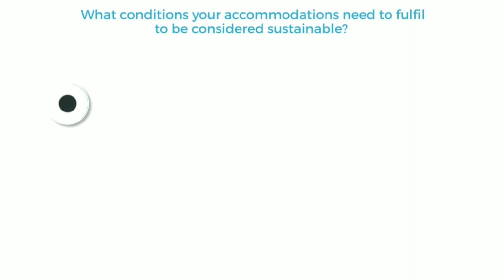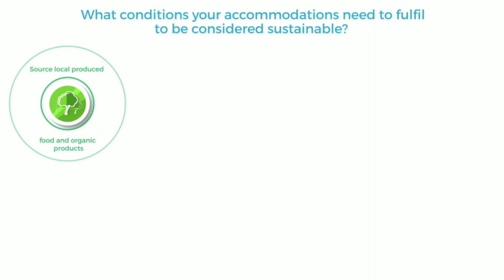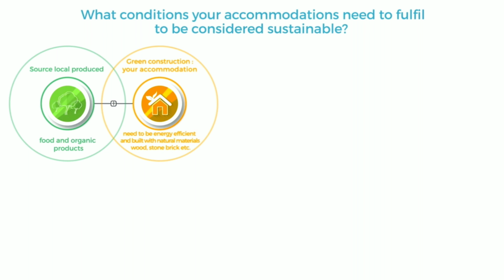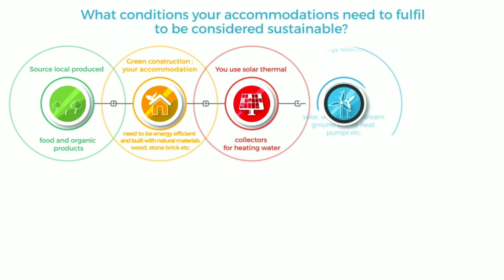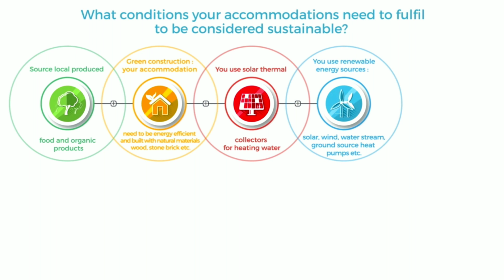What conditions do your accommodations need to fulfill to be considered sustainable? Source locally produced food and organic products. Green construction: your accommodation needs to be energy efficient and built with natural materials, wood, stone, brick, etc. You use solar thermal collectors for heating water. You use renewable energy sources, solar, wind, water stream, ground source heat pumps, etc.